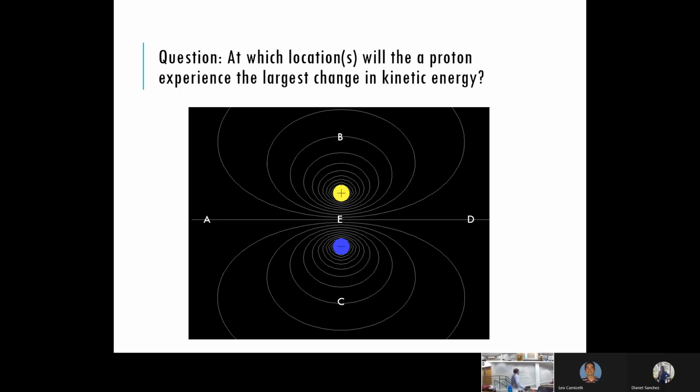Right. Largest change in kinetic energy. Which location? E. I agree. Say why? Why is that the largest change in kinetic energy? Well, one way to say it is it's also the location of the largest force. You say, I know that's the location of the largest force because the lines are closest together. That was the location of the largest electric field. So it corresponds to the largest force, and the largest force will give me the largest change in kinetic energy.